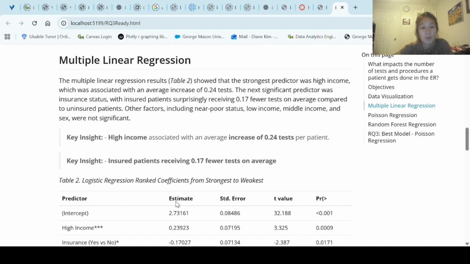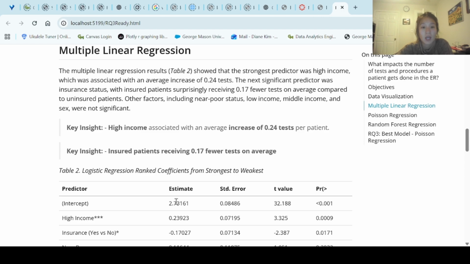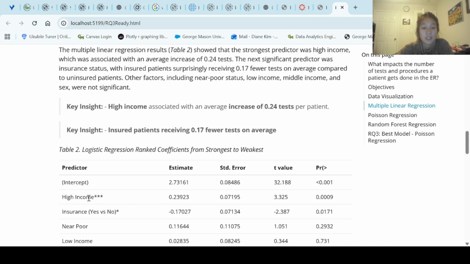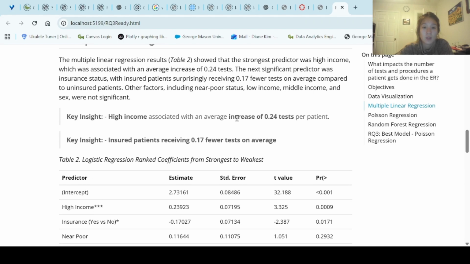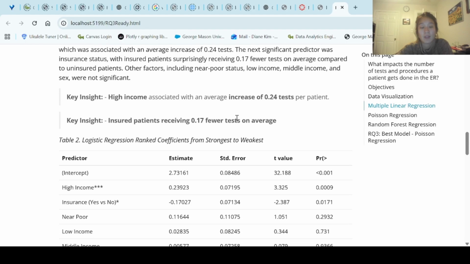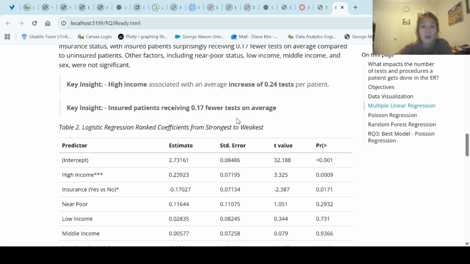Next, I performed a multiple linear regression. So you can see here that high income was the strongest predictor, and next was insurance. So high income was associated with an increase of 0.24 tests, and having insurance was associated with having 0.17 fewer tests on average. You can see the negative coefficient over here.